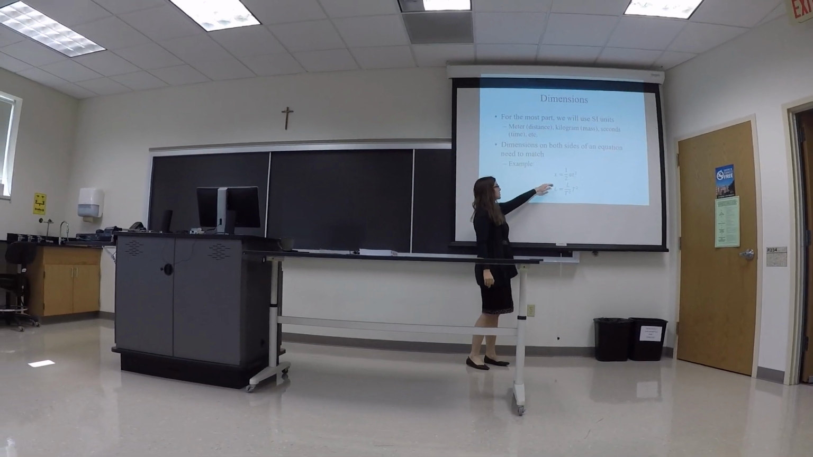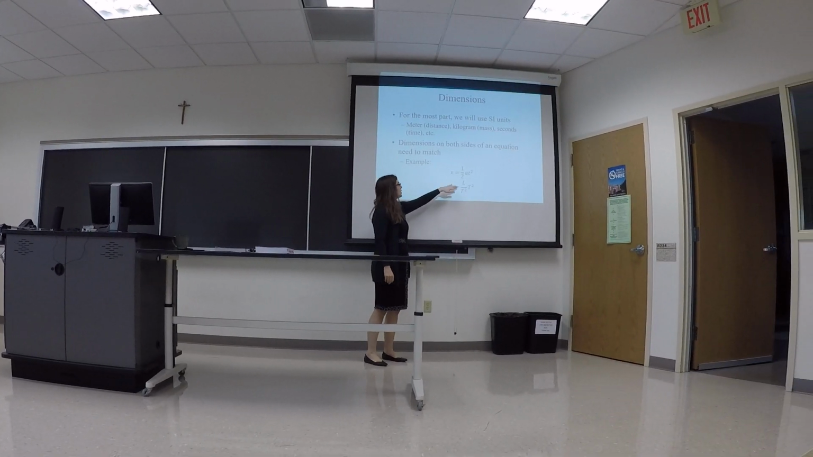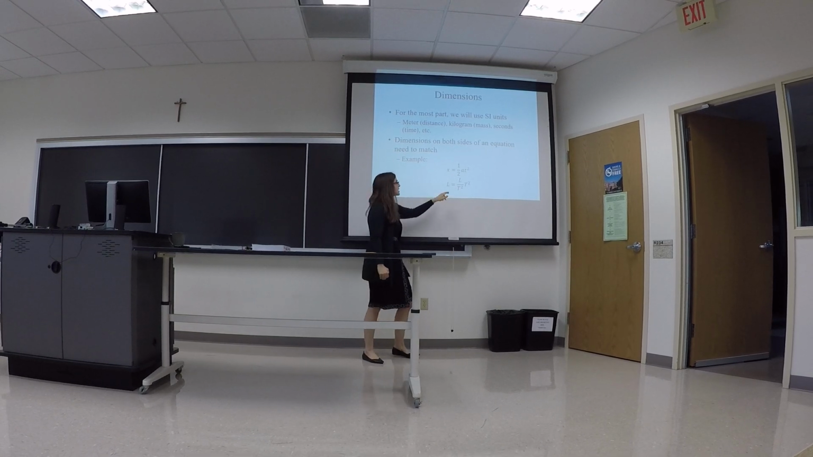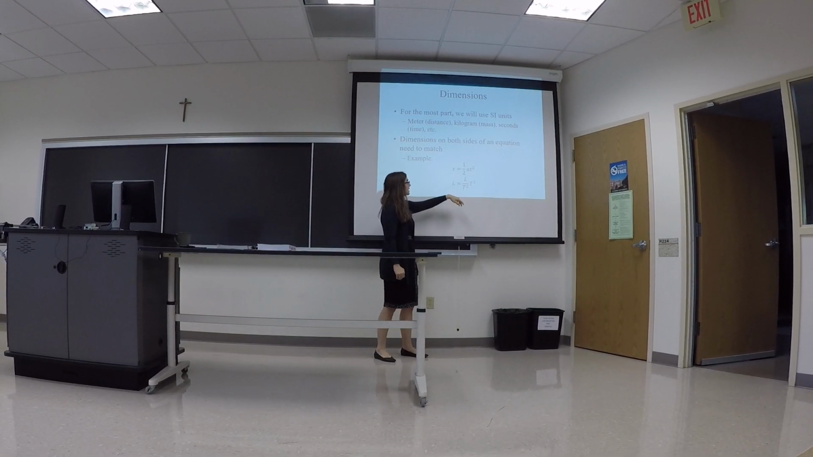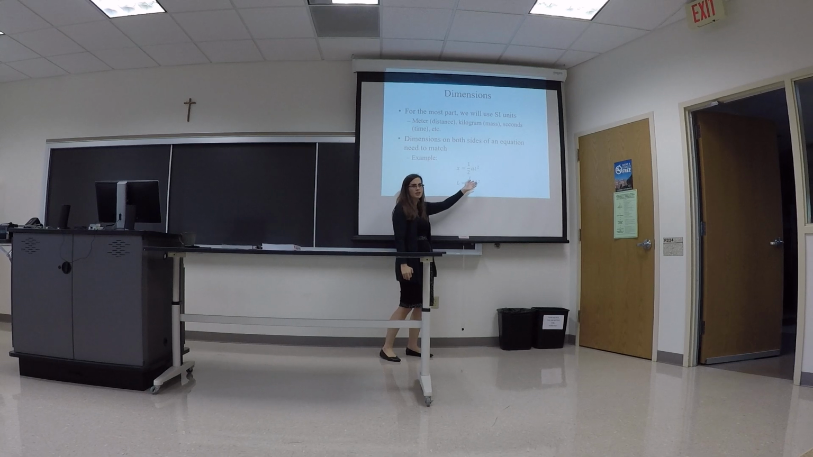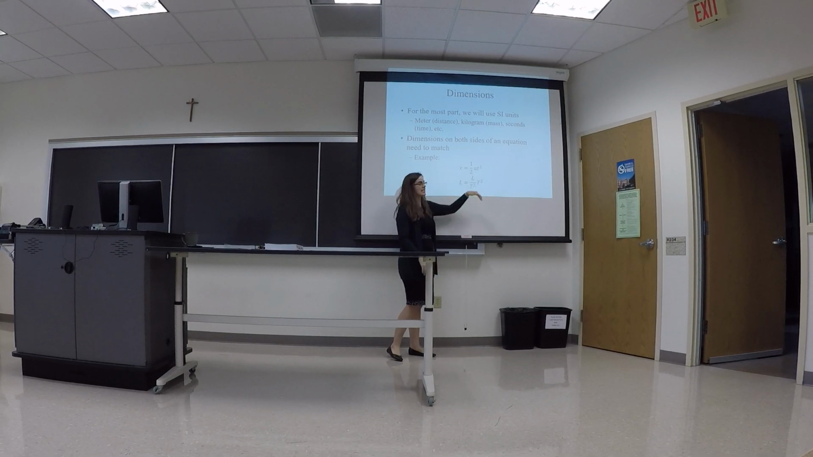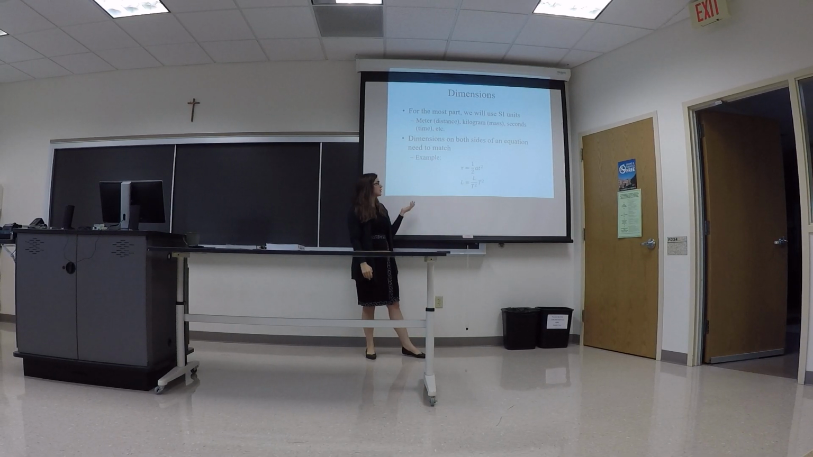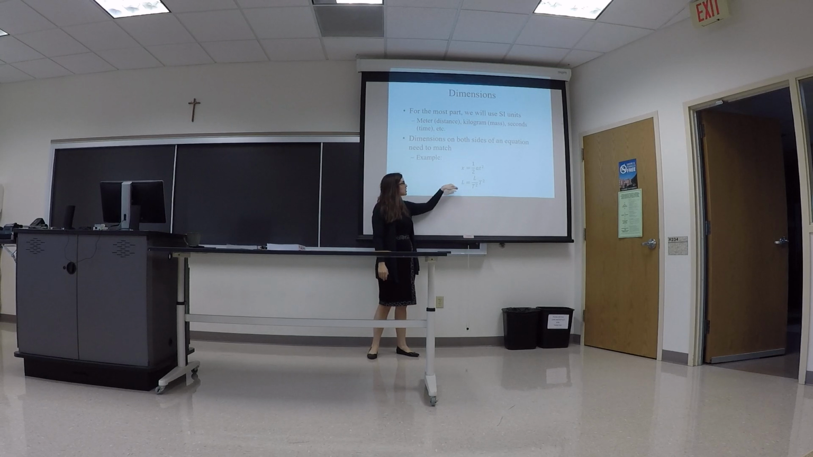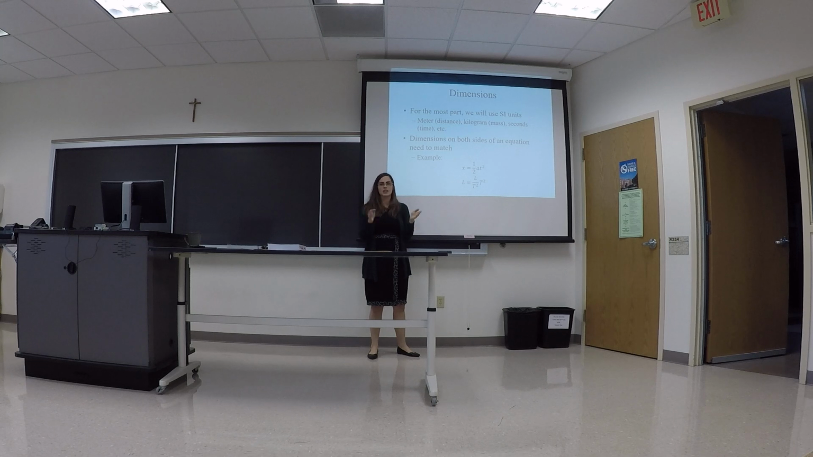Here is x, which is some position. 1/2 is just a constant, it doesn't have units. A is an acceleration, we'll learn about that more, so I'm just kind of going through it, and t is time. And then the dimensions for this would be: x, the position, is measured in a length. Like, the position is 10 meters from the origin, so it's a length.